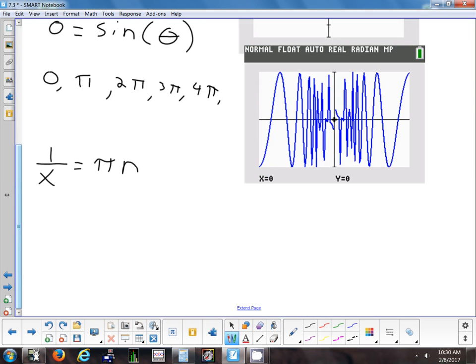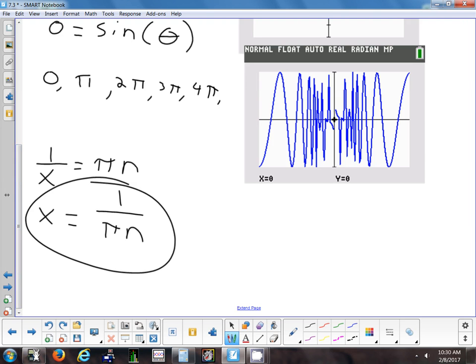Okay, does everyone see that? 1 over x has to come out to either pi, 2 pi, 3 pi, 4 pi, any multiple of pi. Well, let's solve that. To get x by itself, just flip what's on each side. What do you get if you flip what's on the left? What do you get if you flip what's on the right? 1 over pi n. There are all your solutions.